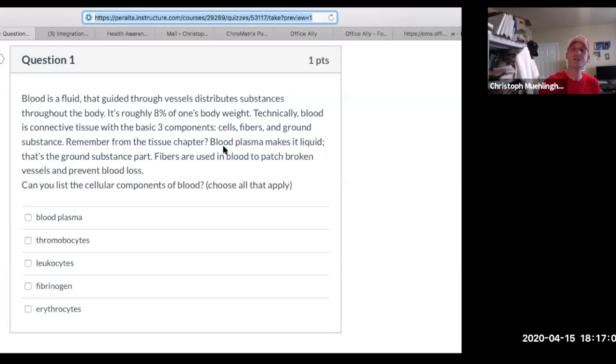Blood plasma makes it liquid. That's the ground substance part. Fibers are used in the blood to patch up broken vessels and prevent blood loss. That's very good, but it's very complicated. Can you list the cellular components of blood?